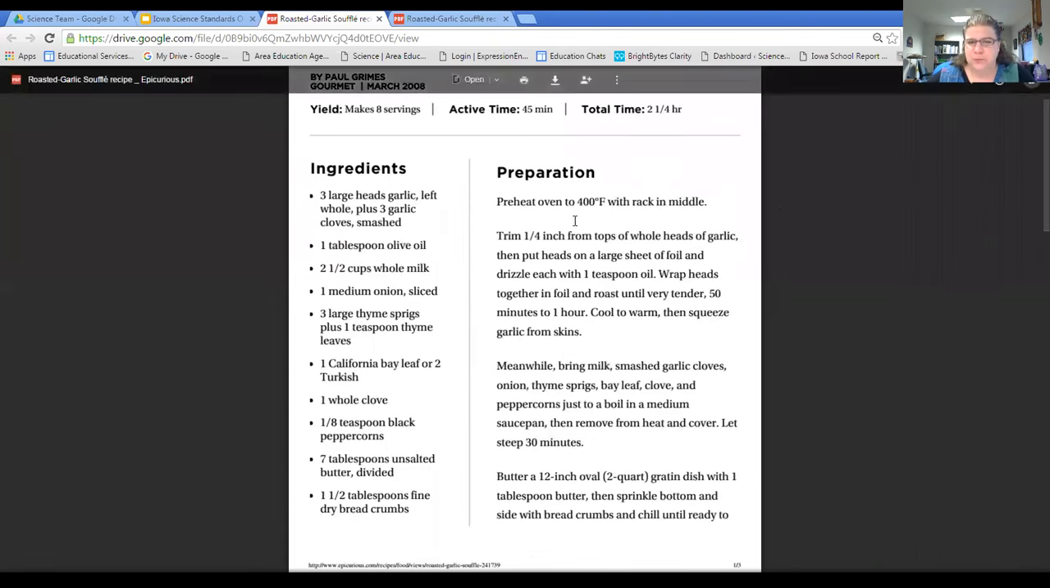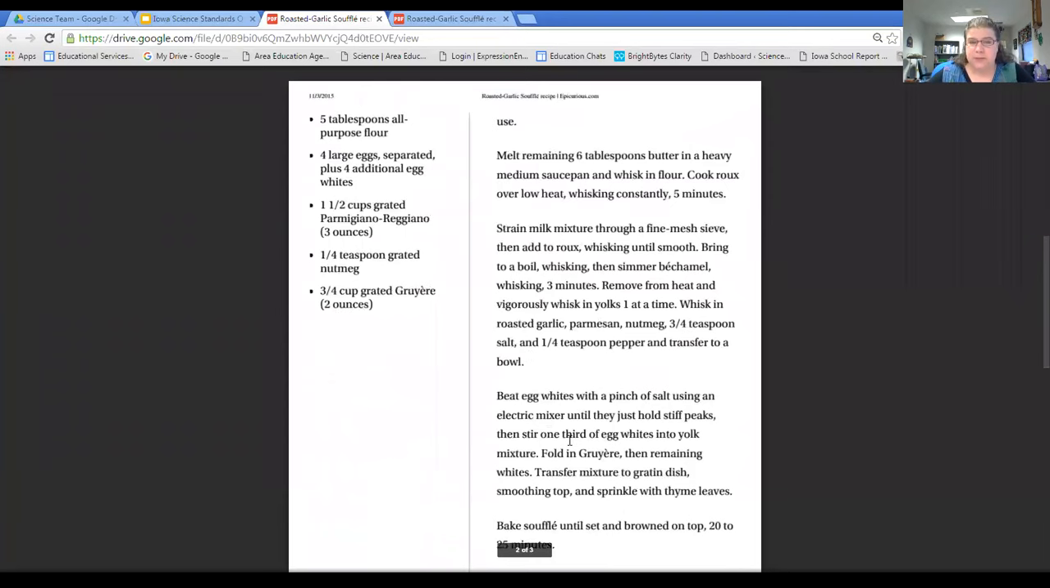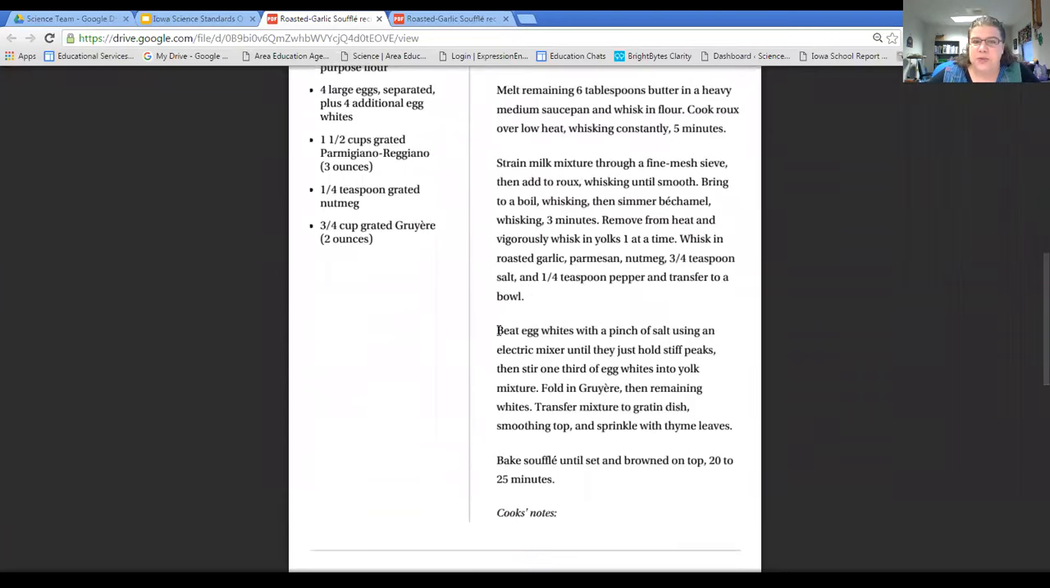So as we look through, we may have individuals who don't know what it means to trim something. We may have individuals who aren't familiar with what it means to drizzle something, or steep, or how to butter a dish. You know, typically butter would be a noun. Here we're using it as a verb. We may not have individuals that understand what it is to beat something or what whisking looks like. Another practice would be folding. We may have individuals who don't know how to fold something in comparison to stirring or whisking.